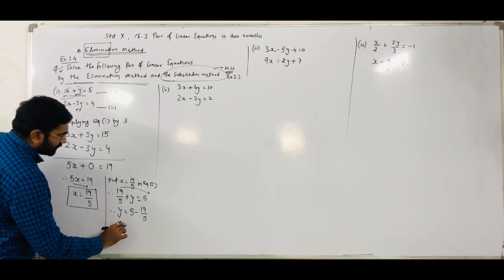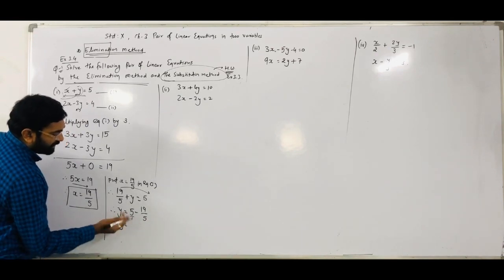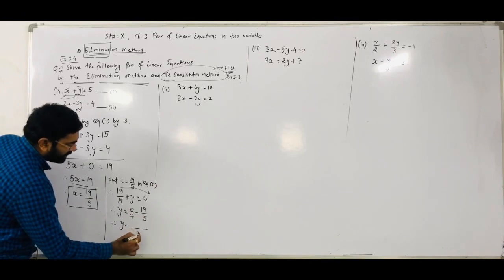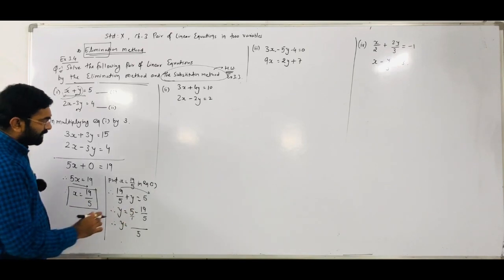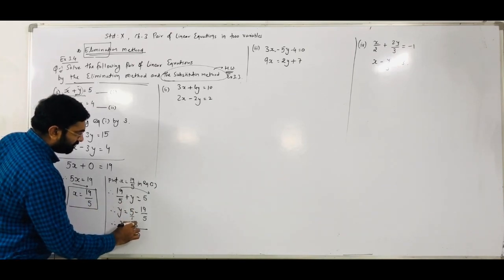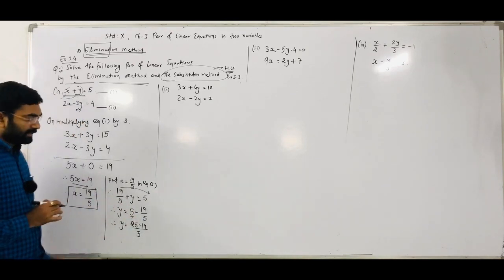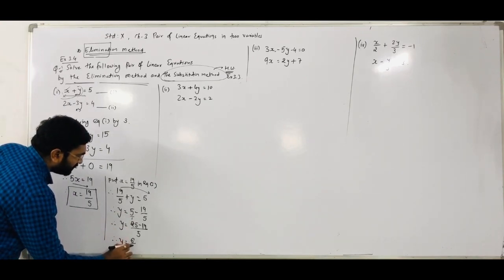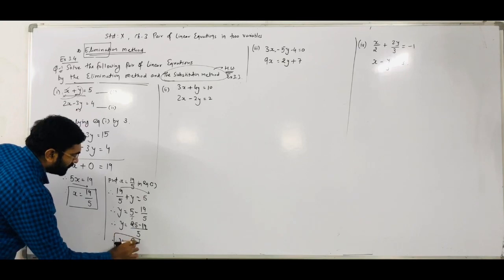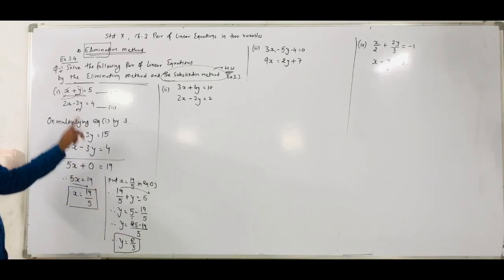Now y is equal to, here we have to take in the denominator there is a 1. Here we have to take the LCM as 5. So here we have to multiply by 5 and here we have to multiply by 5. So 5 fives are 25 minus 19. 25 minus 19 means we get 6 by 5. Right? So that is our solution of the given linear pair of equations.